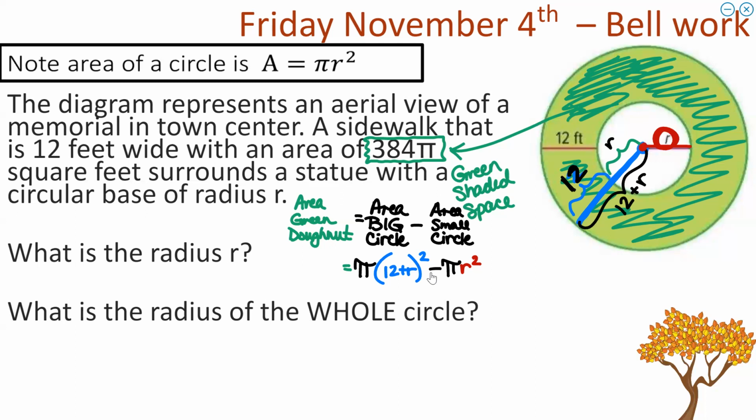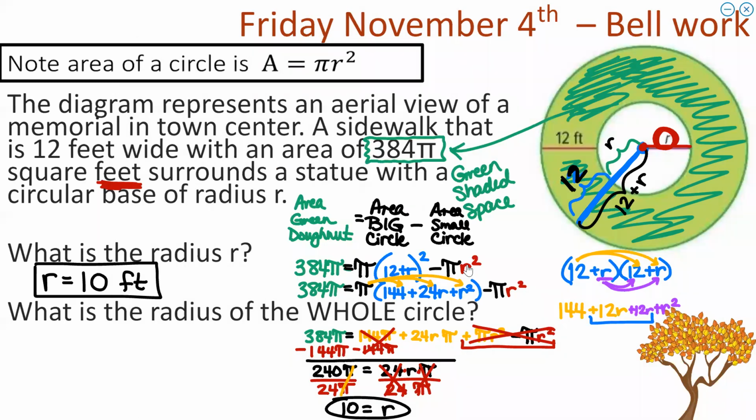If this space right here is 10 feet, what's the radius from the statue all the way out to the edge? 22. Tell me how you got that. Yep, we had that little bit that they gave us that was 12. And then we found that the inside part was 10. So we add those two together and we get 22 feet.